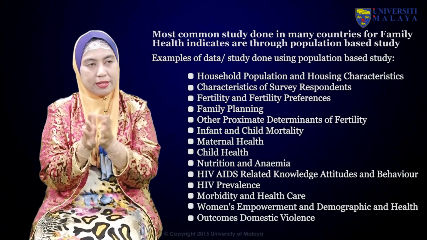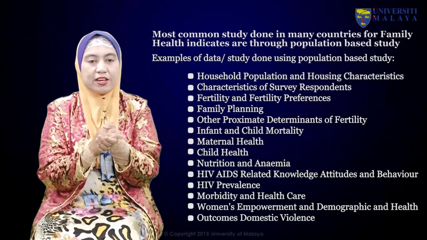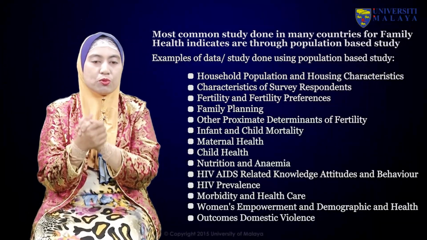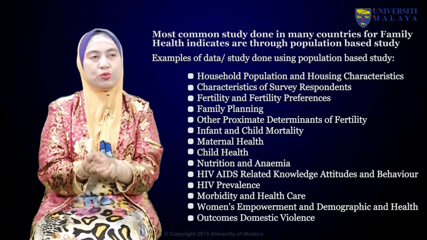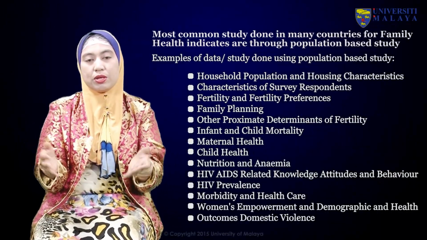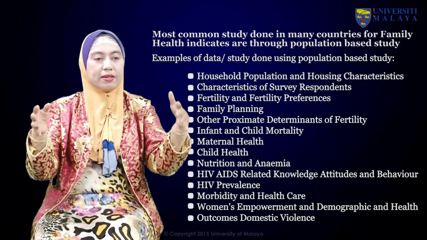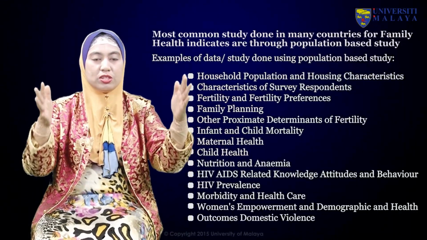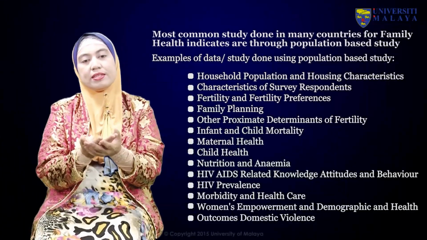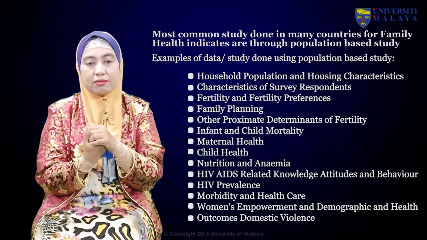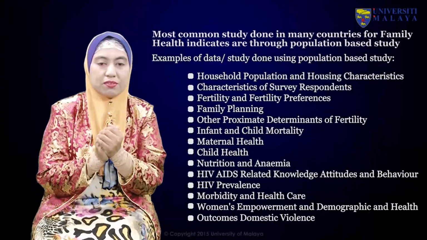Okay. So what are the examples of data or studies done using population-based studies that are most commonly done under the family health division? Okay, let us look. The first one usually is household population and housing characteristics. So we look at housing because you cannot run away from your living conditions, which usually influence your health. And second, you can have a study like characteristics of survey respondents.